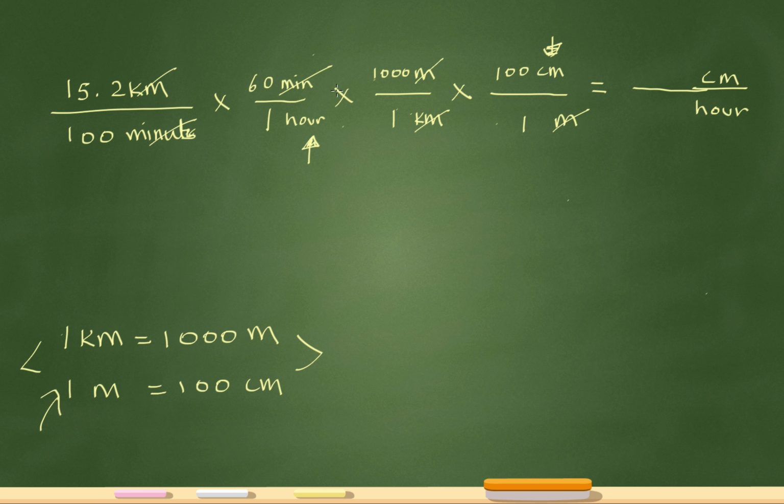So I'm pulling my calculator out and just doing this. So 60 times 1,000 times 100, and then divide that by 100. So I'm left with 912,000 centimeters per hour. So that's my final answer. Sally's average speed in centimeters per hour will be 912,000 centimeters per hour.